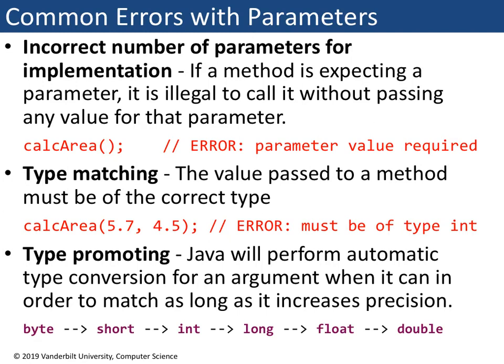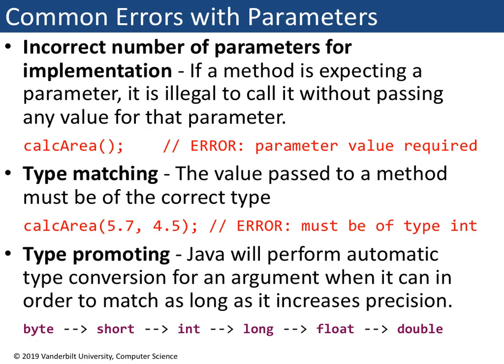If we call calc area and supply no parameters, as is the case here, this will throw a compiler error and it'll say parameter value required. If we call calc area and we supply three parameters, it'll say that is also an error. So calling a method with the incorrect number of parameters will result in a compiler error.